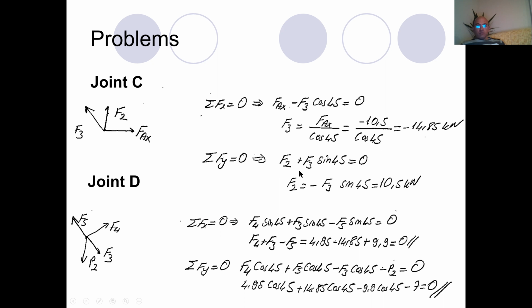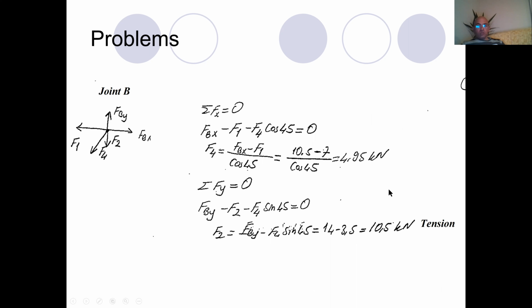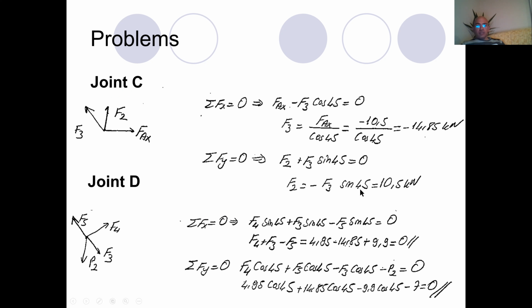And we can easily calculate F2 from the sum of the forces in y direction, and that is F2 plus F3 sine 45, and F2 is 10.5 kilonewtons. So as you see, we already found the force in joint B, from joint B, F2 as 10.5. This validates our calculation for F3 as well.